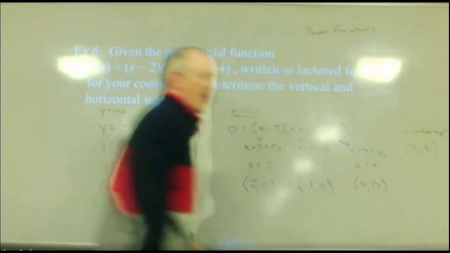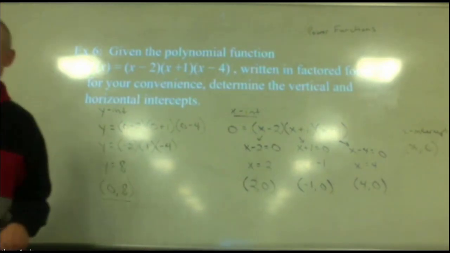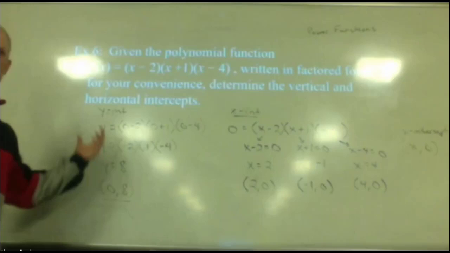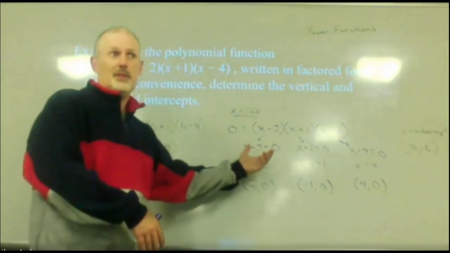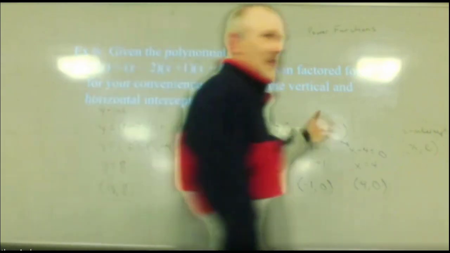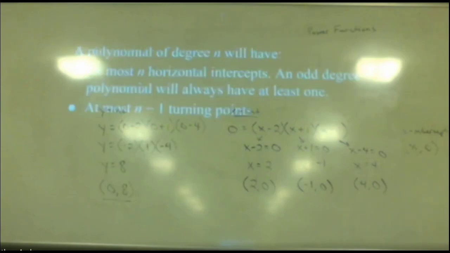So notice there are, in this case, 3 x-intercepts and only 1 y-intercept. There can only be 1 y-intercept, but there can be more than 1 x-intercept. Does that make sense how we got those? To find the y-intercepts, you put in a 0 for the x. To find the x-intercepts, you put in a 0 for the y. And if it's already factored, it makes it nice because we just set each factor equal to 0. Okay?